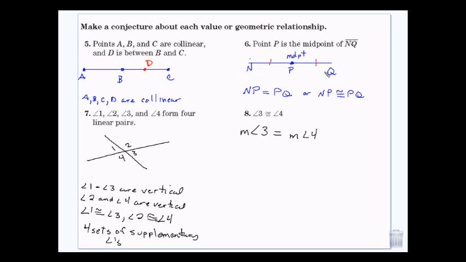Point P is the midpoint of NQ. That tells me that these lengths are the same. So I can say NP is equal to PQ, or, sorry, I forgot to put the segment. The segment NP is congruent to the segment PQ.